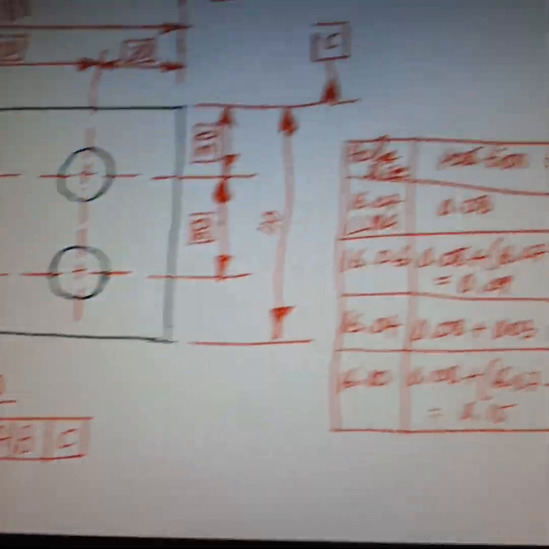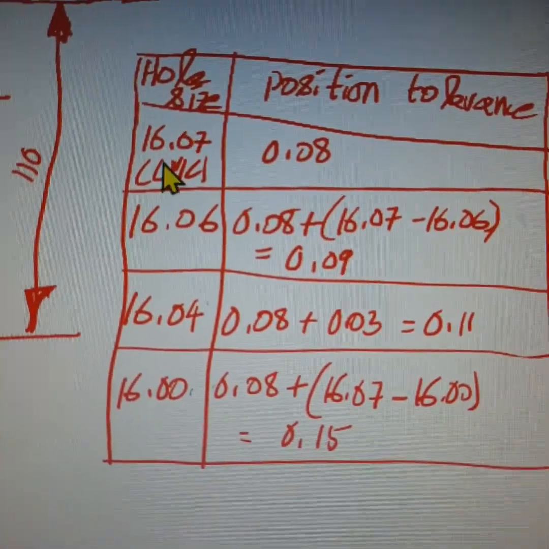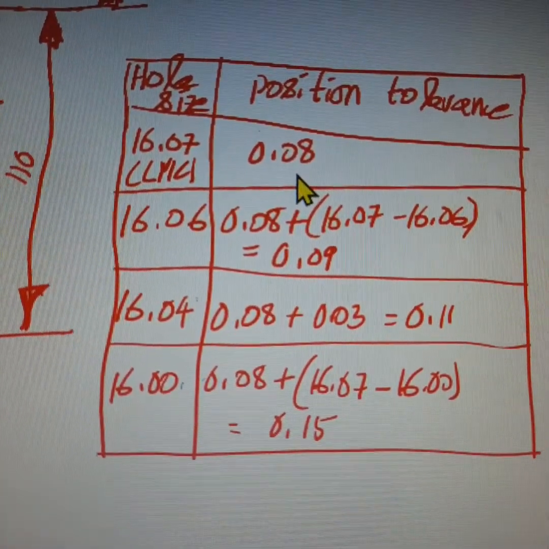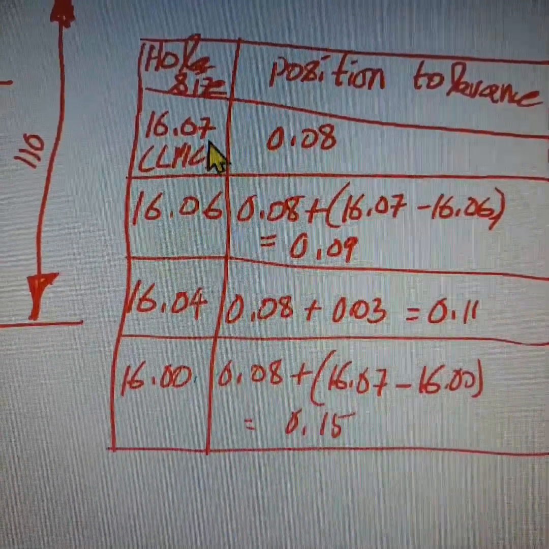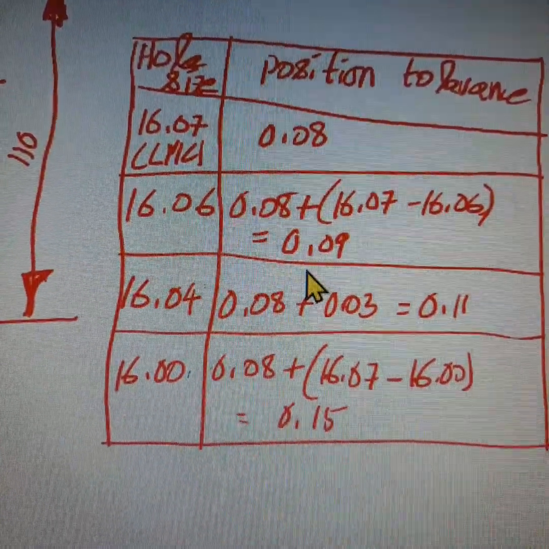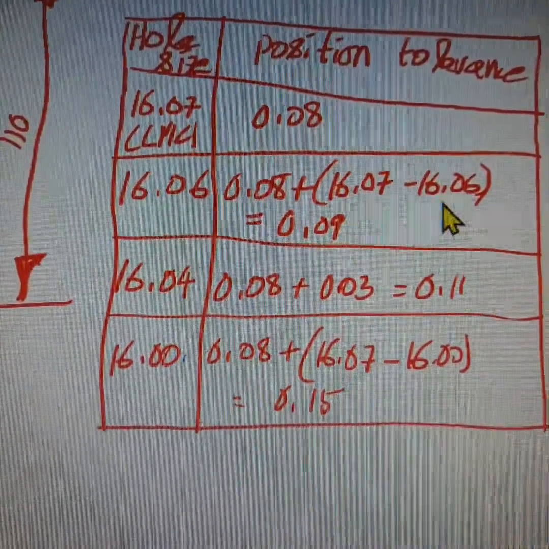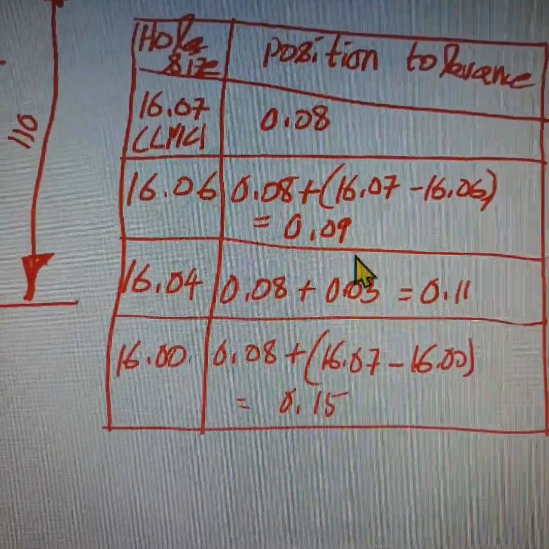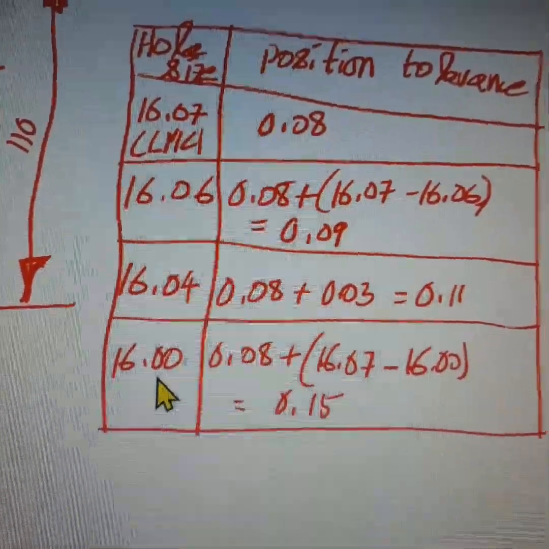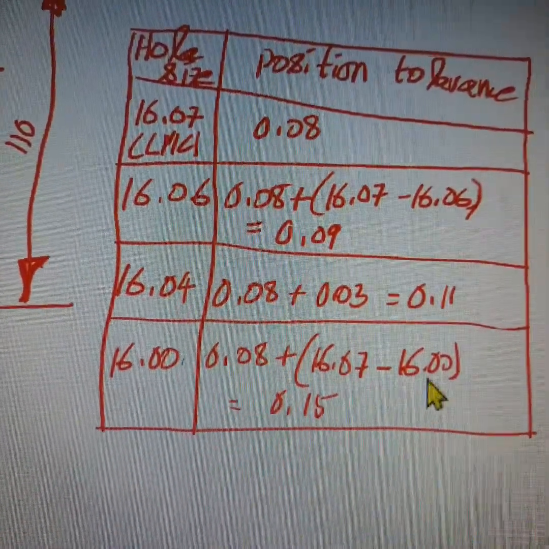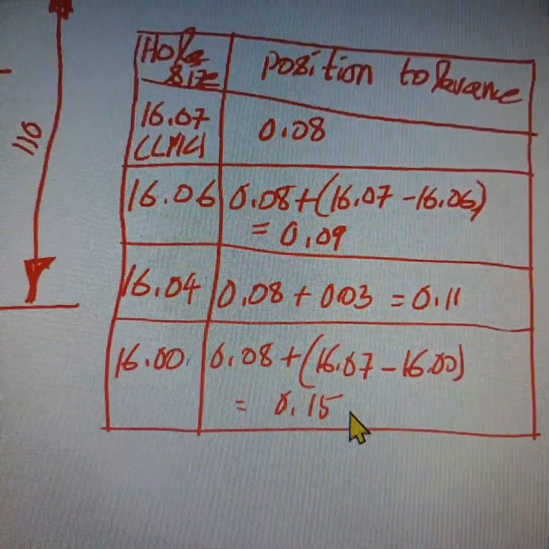What will happen when it is deviating from the LMC size? That is what is shown in this table. As per the drawing, applicable value of tolerance is 0.08 at LMC size of 16.07. When it is deviating from the LMC size, accordingly it is getting increased. So when the hole is 16.06, it is deviating from the LMC by 0.01 mm. That 0.01 is added, so total is 0.09. When the hole is at its MMC size of 16 mm, it is deviating from the LMC by 0.07 mm. So the 0.07 is added with 0.08, so total value of tolerance is 0.15 mm.